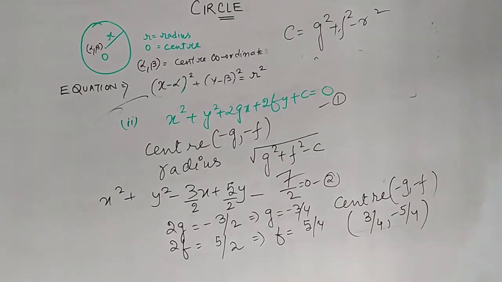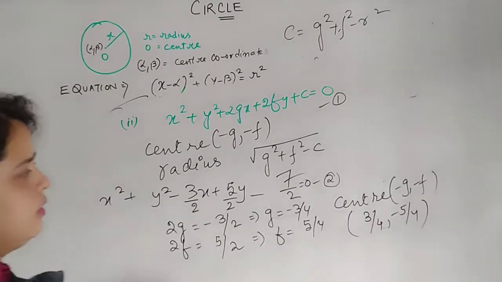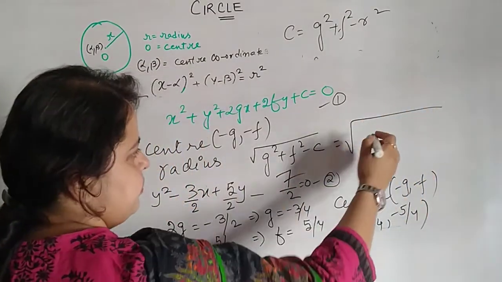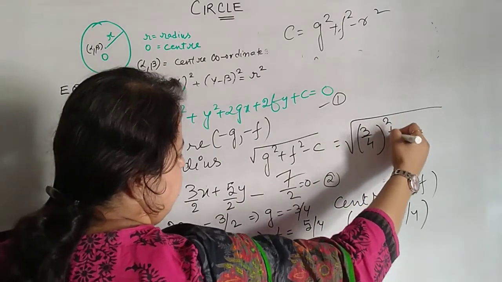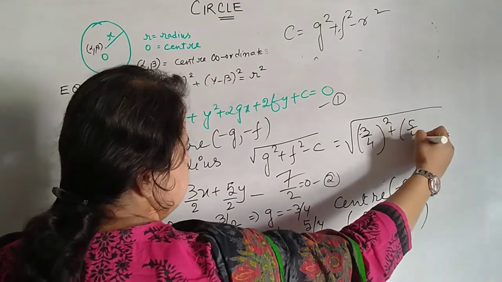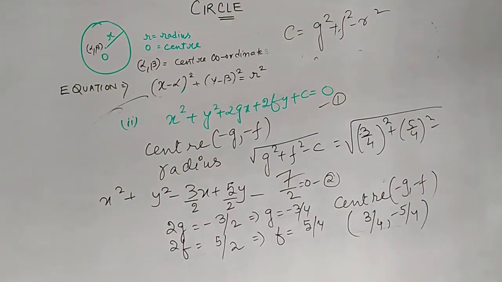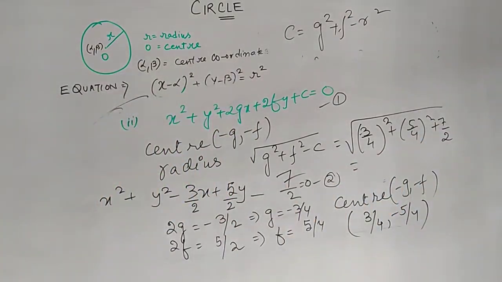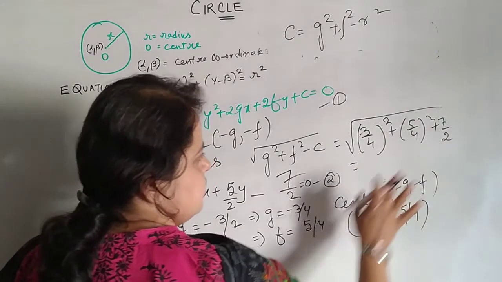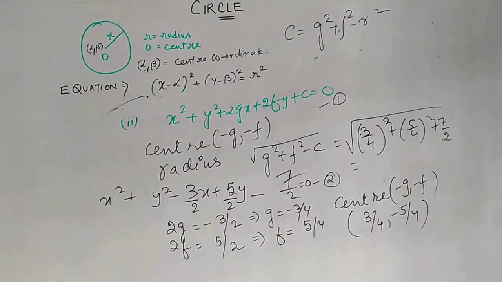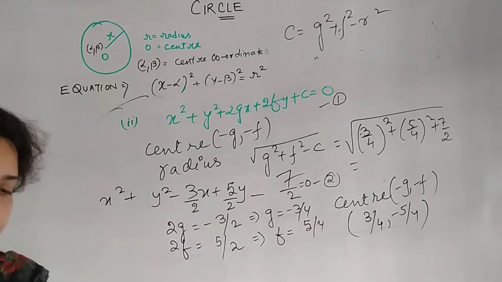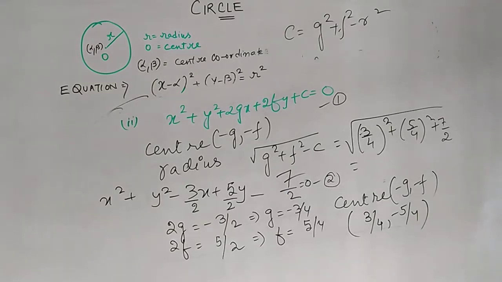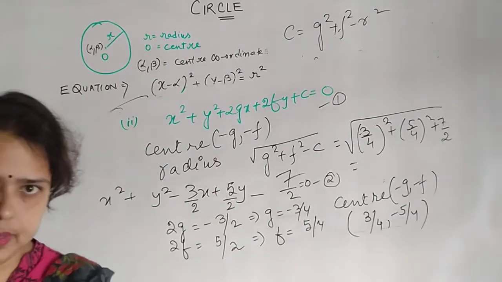Okay, students? But that's not all. We have the radius. Correct. For the radius, substitute here g, that is 3 by 4 whole square, here 5 by 4 whole square, minus c. Now what is c here? Minus 7 by 2. So this is this. Now we are going to calculate the value and you will get your answer. You just calculate and the positive square root is your answer. Okay. So this is for your general form and the standard form of a circle.